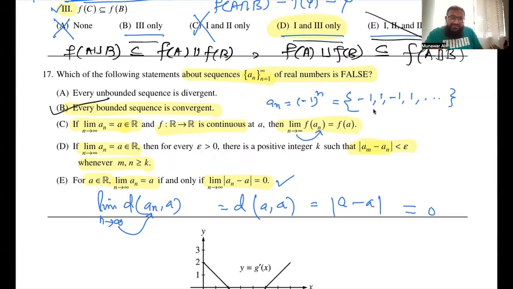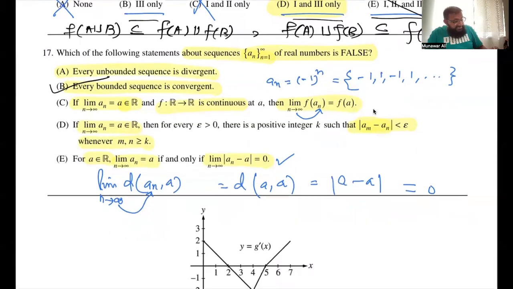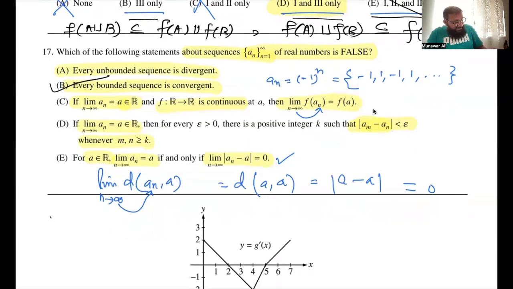Let me remind you again. Statement A is either true or false. We have to just check. It says that every unbounded sequence is divergent. So we know very well that convergent sequences are bounded. So let me say, convergent implies bounded. We know that thing.